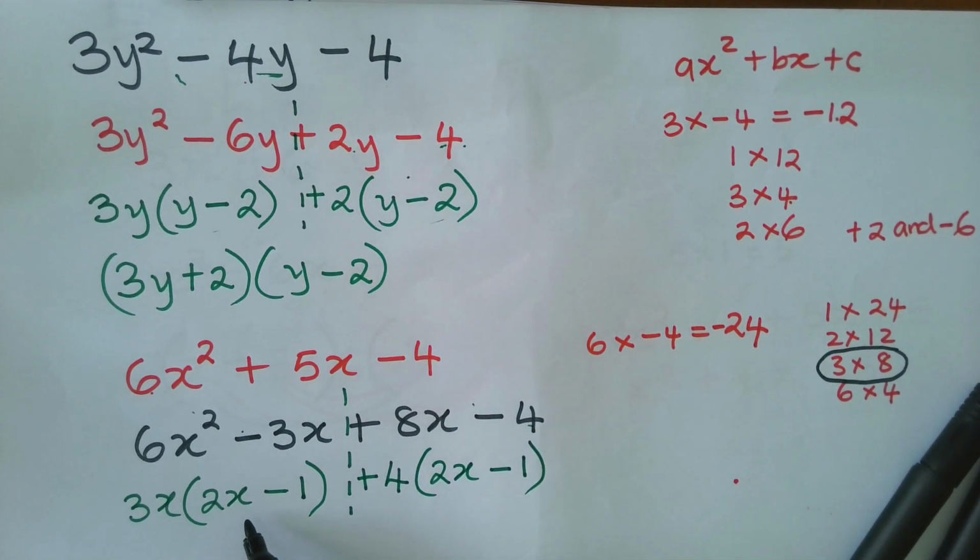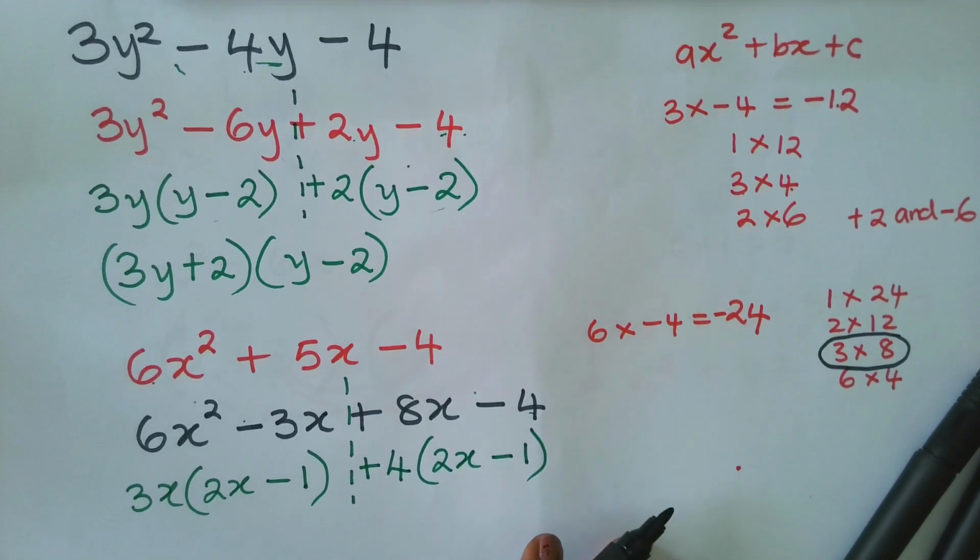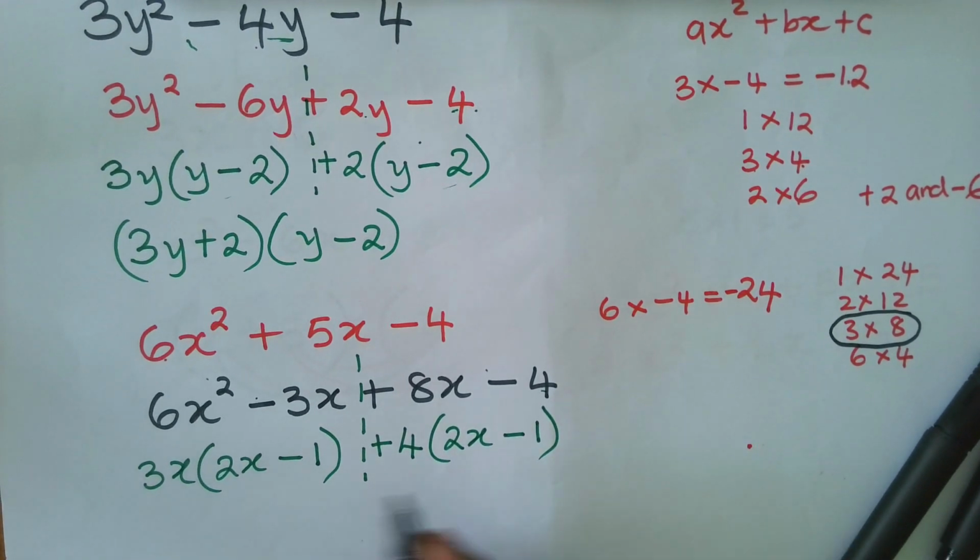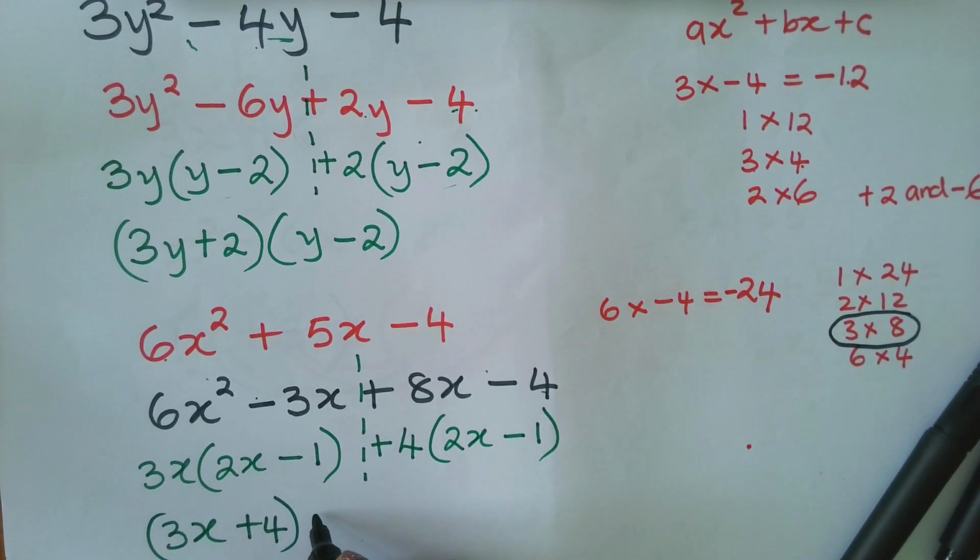So you have to make sure that whatever is in this bracket is also in this bracket. Now we're going to bring the expressions together. We've got 3x plus 4, and then we've got 2x minus 1.